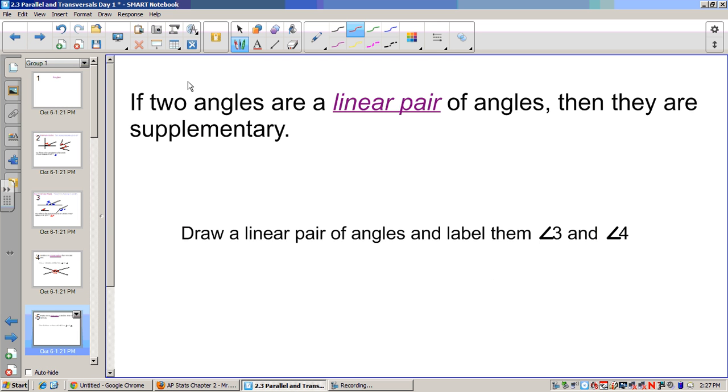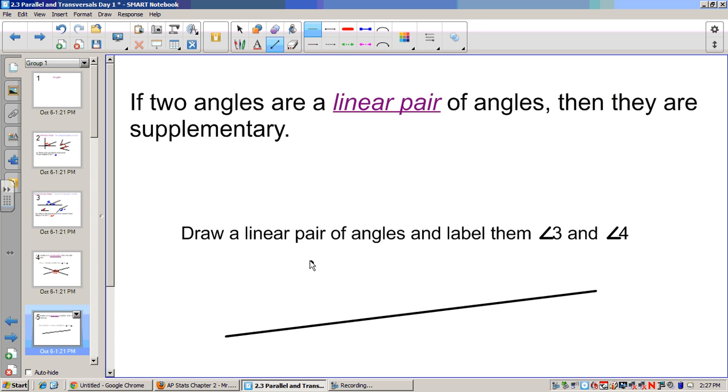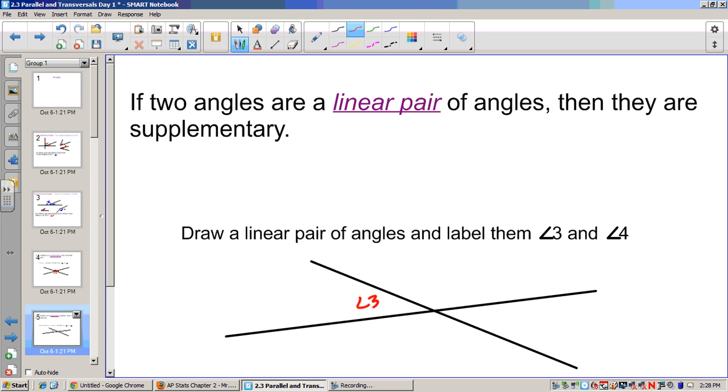Now if two angles are a linear pair of angles, then they are supplementary. So to show you what a linear pair is, if we draw this out, here angle 3 and angle 4 are a linear pair. Now these two angles, angle 3 plus angle 4, are supplementary, so they add up to be 180 degrees.